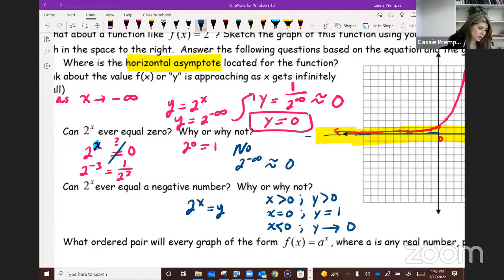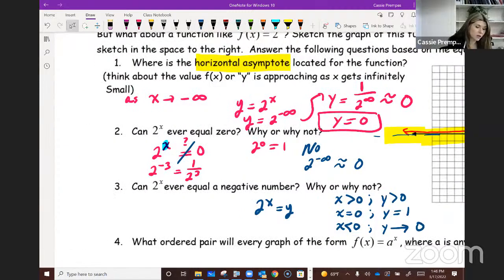Okay, so can 2 to the x ever equal a negative number? No, the most it could equal would be 0, 1, or positive infinity. And it can't equal 0. It gets really, really, really close to 0. So no.